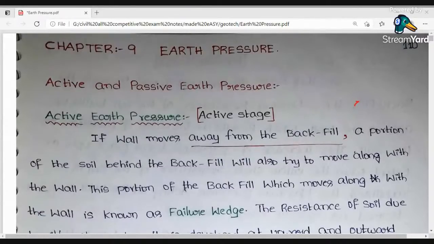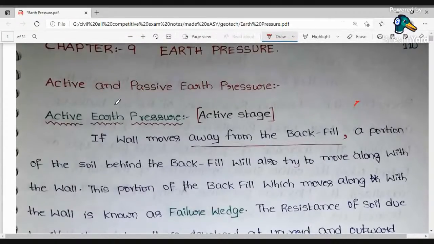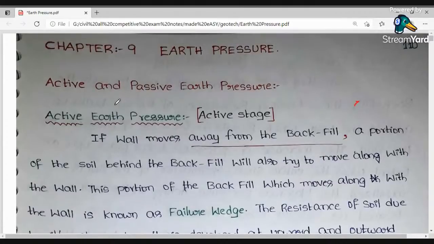So এইটো জিঅ'টেকনিকেল ইঞ্জিনিয়াৰিঙৰ এটা টপিকছ হয়, that is earth pressure theory. So in earth pressure theory, we have mainly two earth pressures. One is active, another is passive earth pressure. So we have to know how we can differentiate between the active and passive earth pressures.